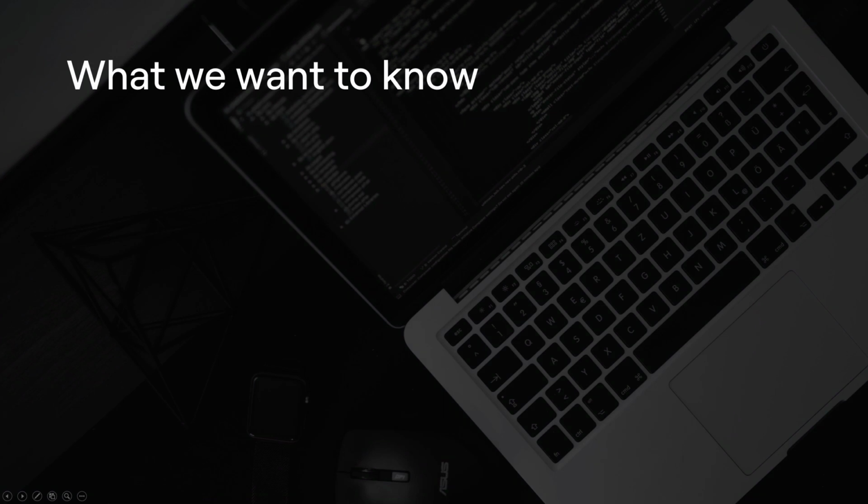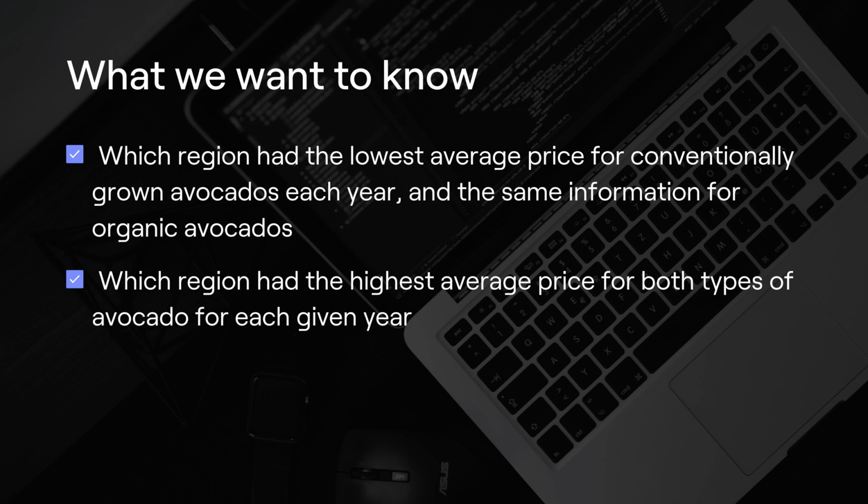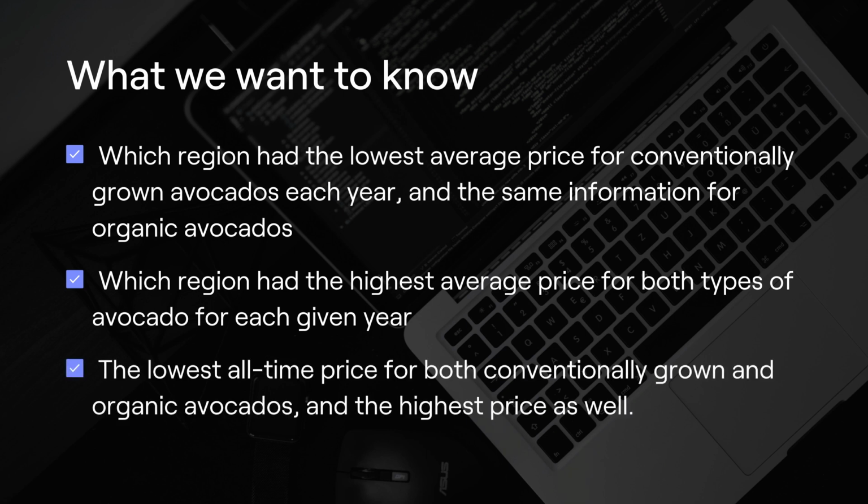Right, so for this project, we want to know a few different things about the data in this dataset. We want to know which region had the lowest average price for conventionally grown avocados each year, and the same info for organic avocados. We want to know which region had the highest average price for both types of avocado each year, and we want to know the lowest all-time price for both conventionally grown and organic avocados, and the highest price as well, why not?